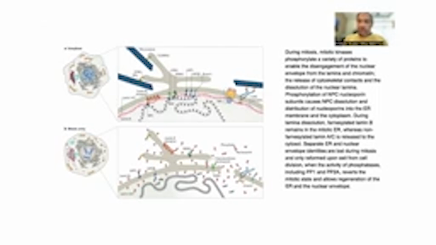During the lamina dissolution, farnesylated lamin B remains in the mitotic ER, whereas non-farnesylated lamin A and C is released to the cytosol. Don't worry about what farnesylation is. It's essentially a lipid modification of these proteins. But what's important to know is that some of them make it to the ER, some are in the cytosol. Separate ER and nuclear envelope identities are lost during mitosis and only reformed upon exit from cell division, when the activity of phosphatases, including PP1 and PP2A, reverts the mitotic stage and allows regeneration of the ER and the nuclear envelope.